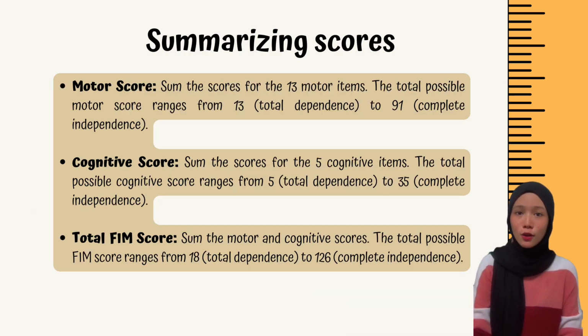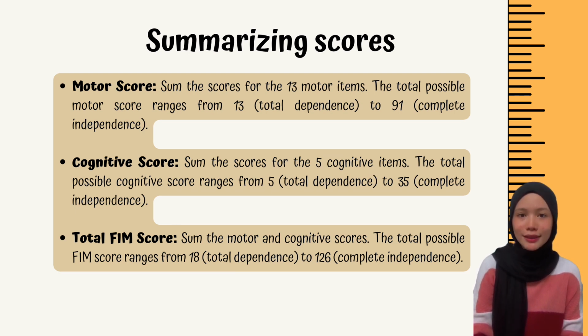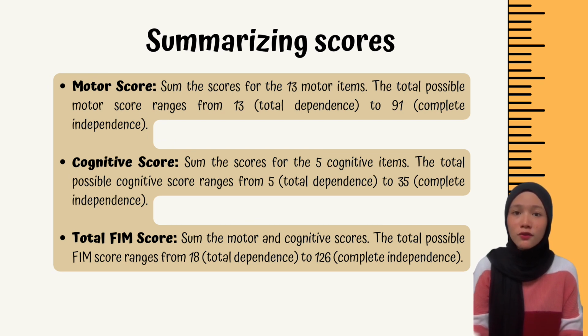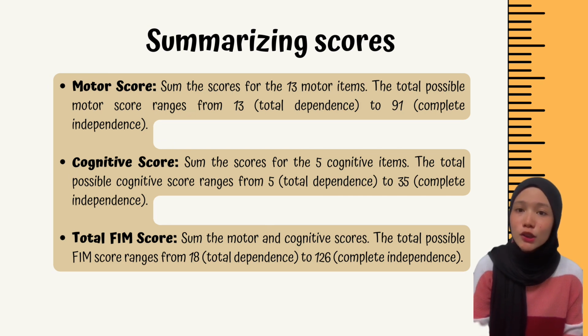To summarize the scores, firstly, the motor score is the sum of the scores for the 13 items. The total possible motor score ranges from 13, total dependence, to 91, complete independence. Secondly, the cognitive score is the sum of the scores for the 5 cognitive items. The total possible cognitive score ranges from 5, total dependence, to 35, complete independence. Lastly, the total Functional Independence Measure score is the sum of the motor and cognitive scores. The total possible score ranges from 18, total dependence, to 126, complete independence.